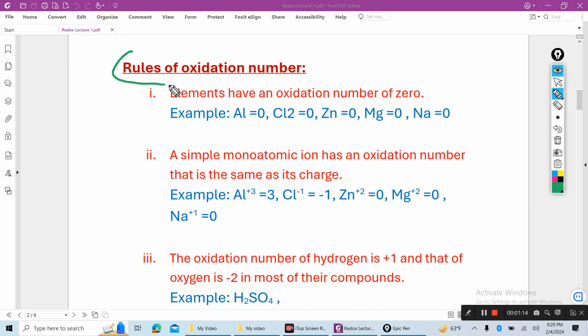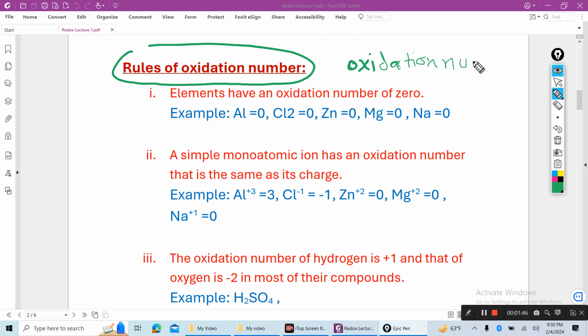Now first, rules of oxidation number. You know what is oxidation number. At first we know what is oxidation number. Oxidation number, what is oxidation number?